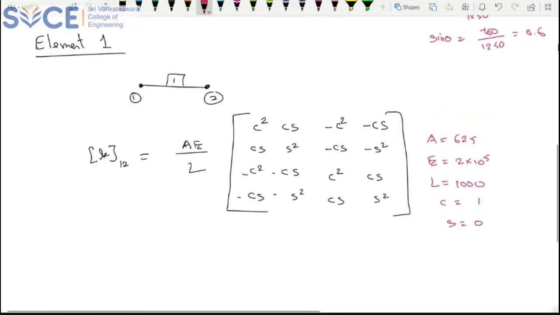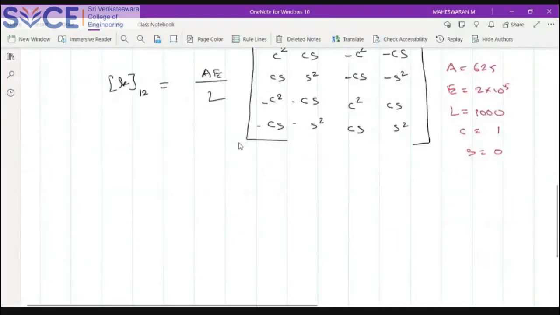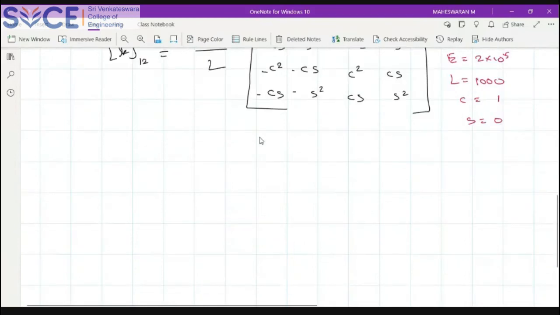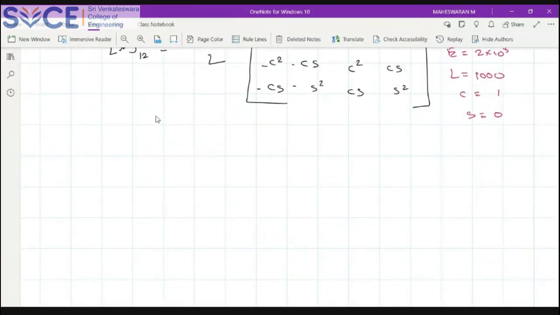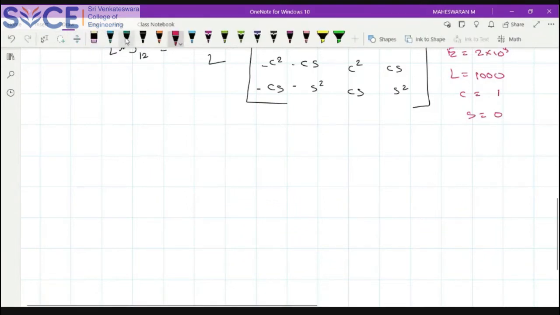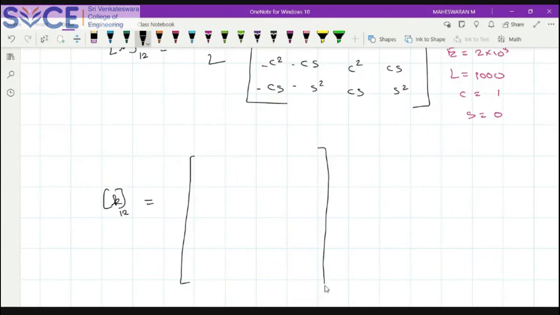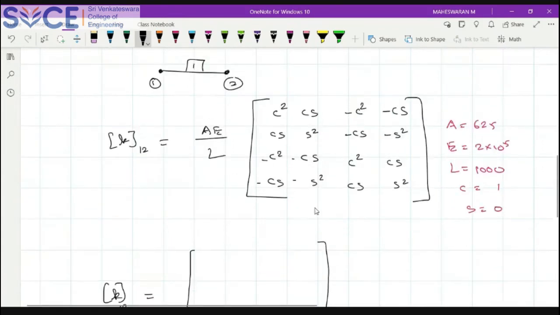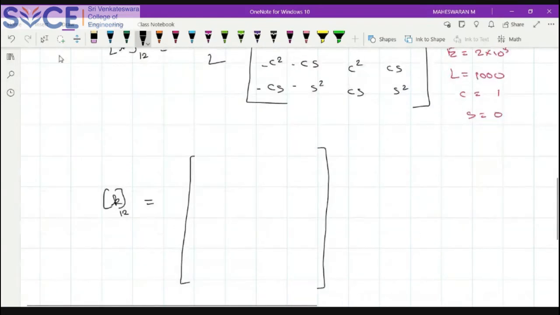Okay, so for my convenience, I will change this to some other view. I think you can see some squares, right? So the old method. Let us solve this so that I can match it accordingly. So let me go for your K. I'm going to deal with K12, right? So this is my table. We have a 4 cross 4 matrix, so 1, 2, 3, 4. AE by L is the common term, sorry, I had not considered that. So A is 625 into 2 into 10 power 5, divided by L, which is 1000.